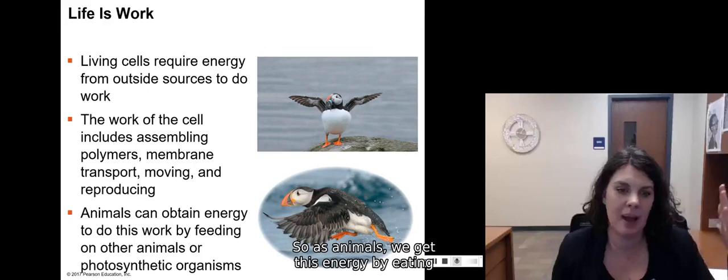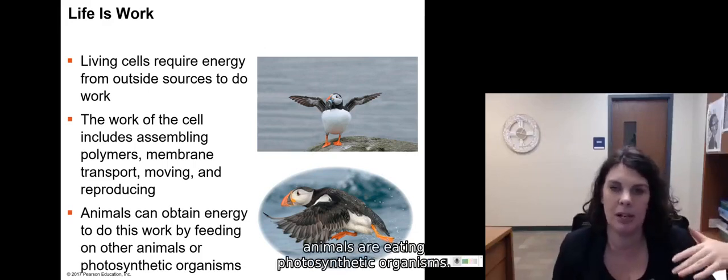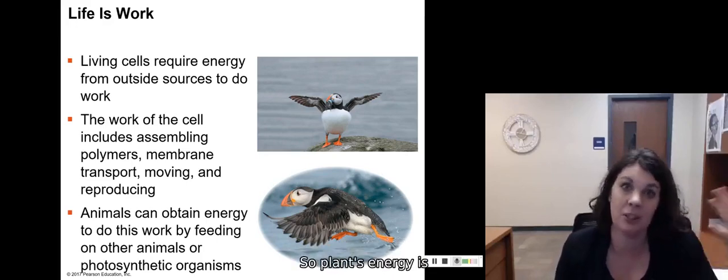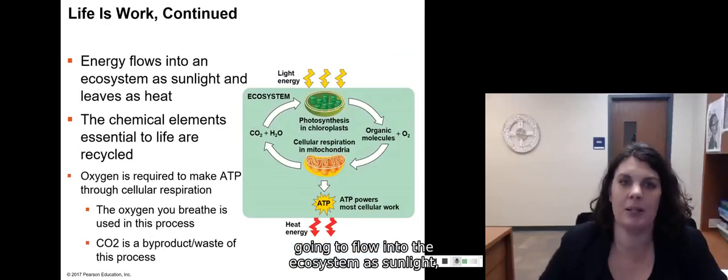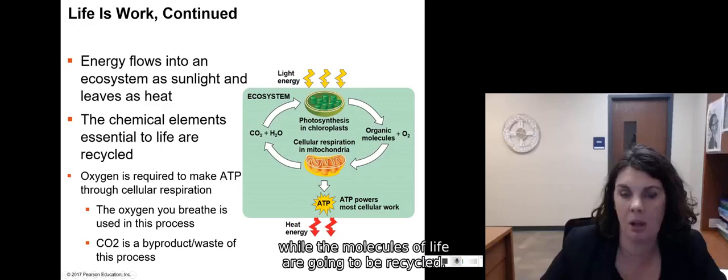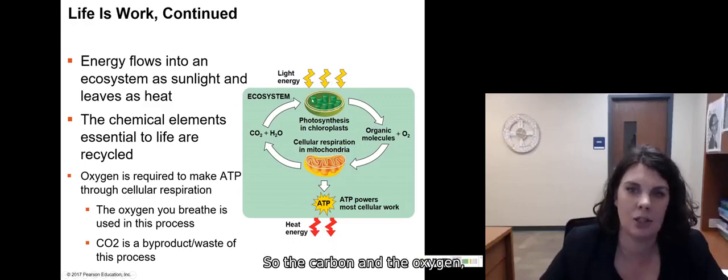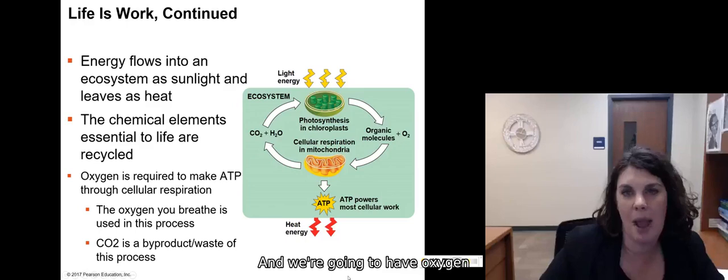As animals, we get this energy by eating other things. We're either eating other animals or eating photosynthetic organisms, so plants. Energy is going to flow into the ecosystem as sunlight, and it's eventually going to leave as heat, while the molecules of life are going to be recycled. So the carbon and the oxygen get recycled, but the energy is going to leave as heat.